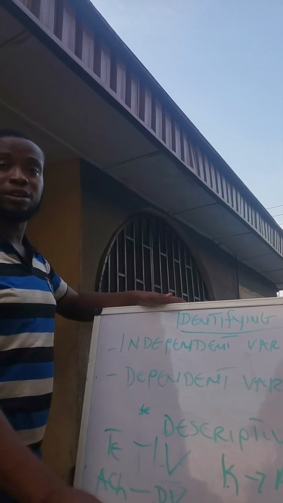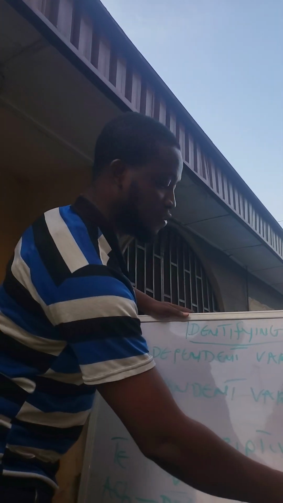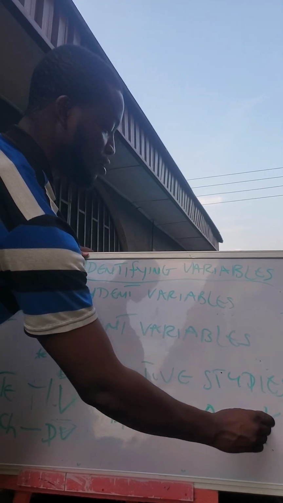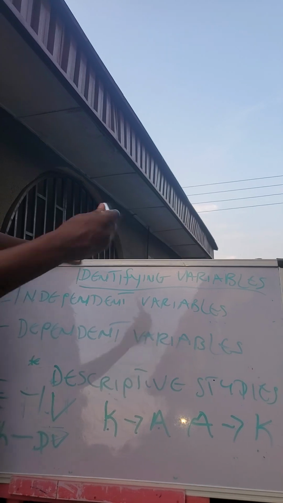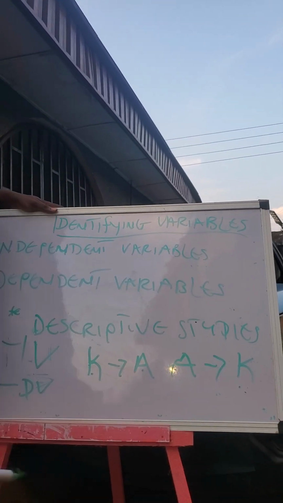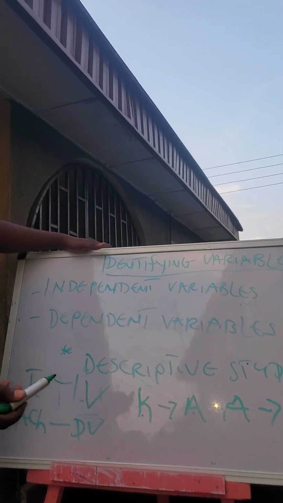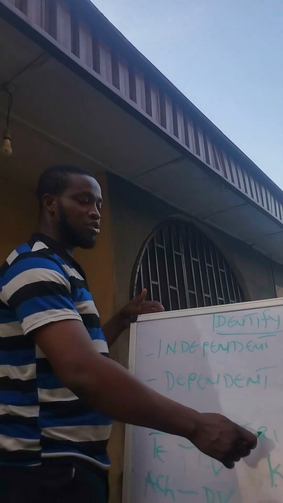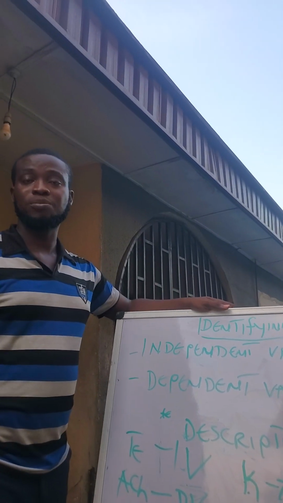You can change it the other way around. You can say you want to see the effect of attitude on knowledge. Then you say that attitude is the independent variable, knowledge is the dependent variable. That's it. So clear. But for descriptive studies, most descriptive studies don't have an independent or dependent variable.